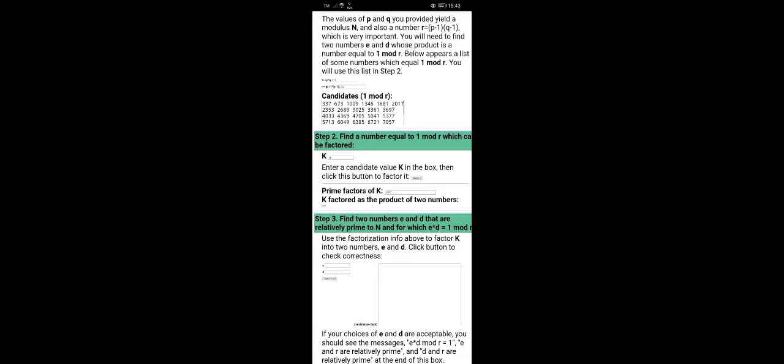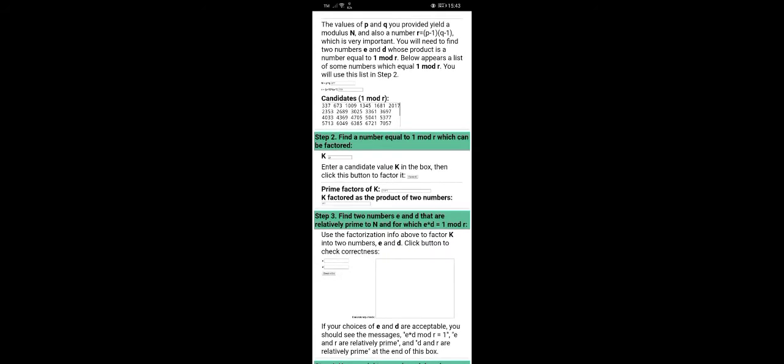Step 3, find two numbers that are relatively prime to n and for which E times D equals 1 mod R. Use the factorization info above to factor K into two numbers E and D. Click the button to check correctness. If your choices of E and D are acceptable, you should see the message E times D mod R equals 1, and E and R are relatively prime, and D and R are relatively prime at the end of this box. So let's put 1 for E and let's put 1 for D.